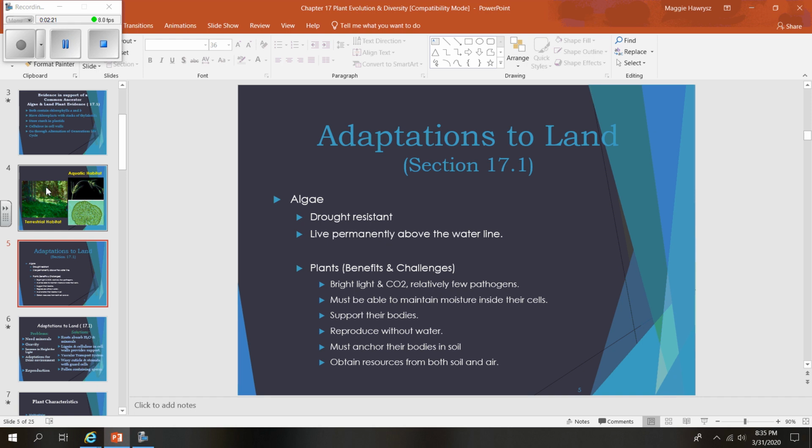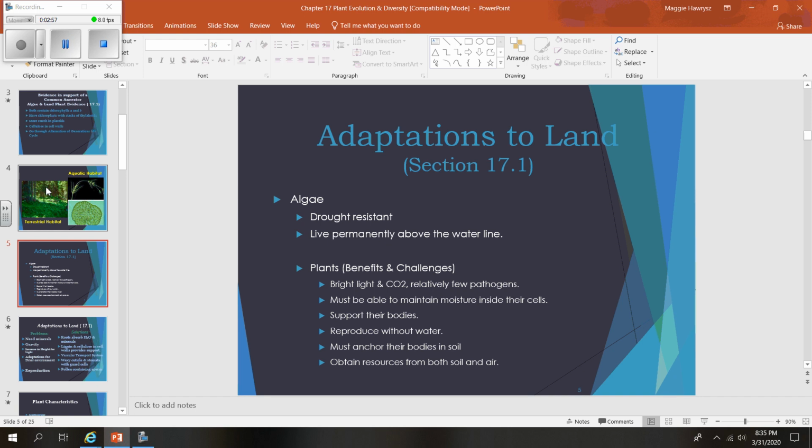There are benefits and challenges that arise with species now living on land. The environment, like I said, consists of an abundance of light and carbon dioxide. And on Earth, millions of years ago, there were relatively few pathogens that could affect the species. But moving onto land, they also had to be able to adapt to maintain moisture inside their cells. They became less dependent upon the water from which they originated.